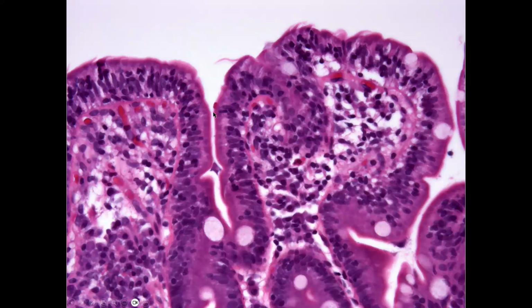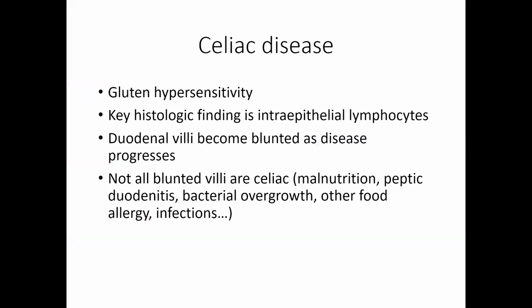When we look at higher power at the villi, we can see that now there's a lot of obscuring of all those epithelial cells here. And we've got a lot of little dark round nuclei in here. So these are the lymphocyte nuclei. And so there are innumerable intraepithelial lymphocytes here. And this is the key thing to help us diagnose celiac disease.